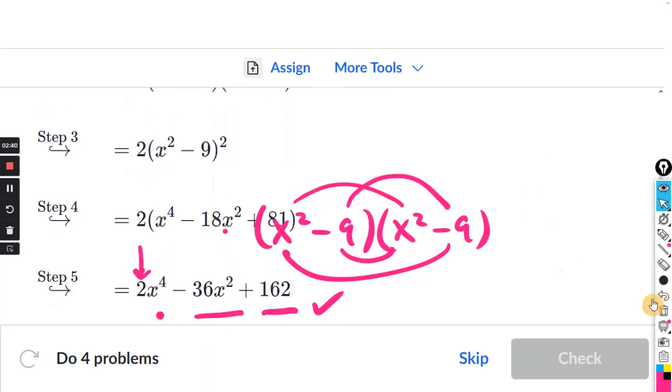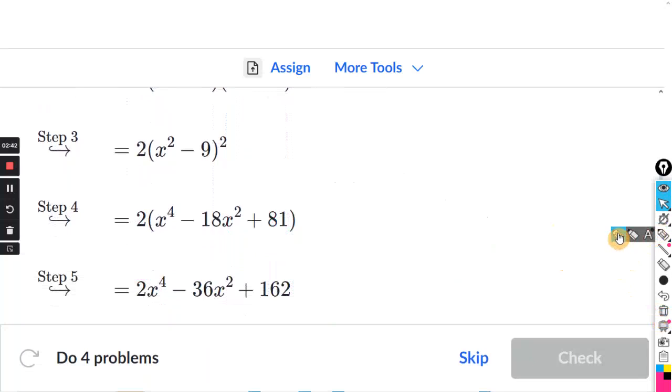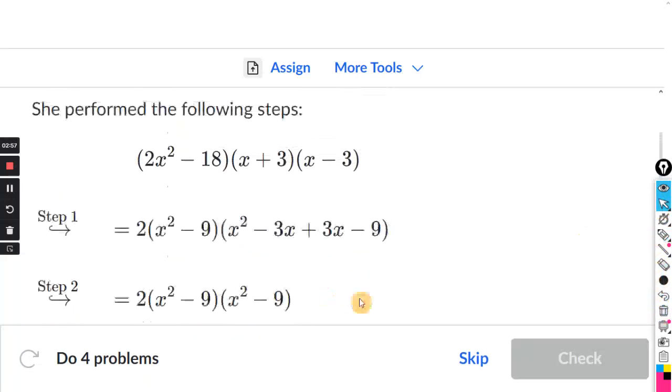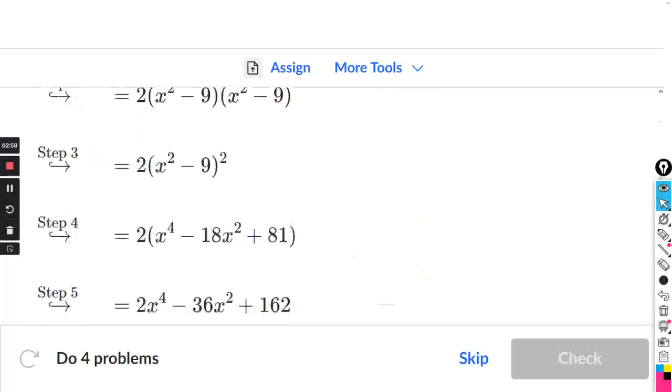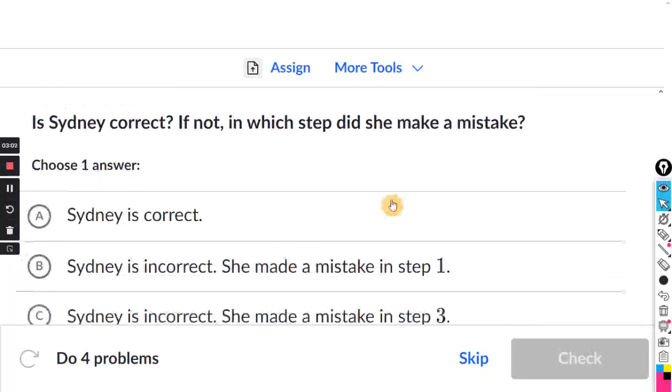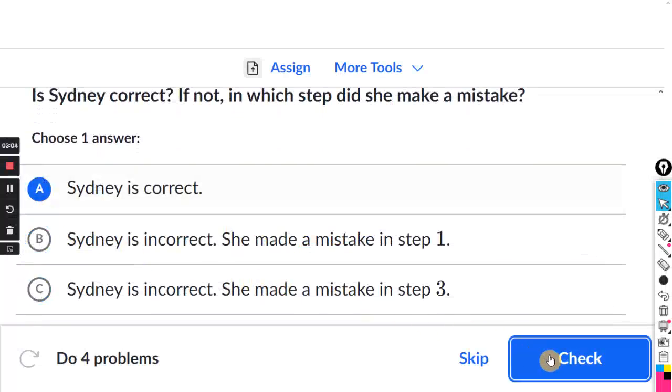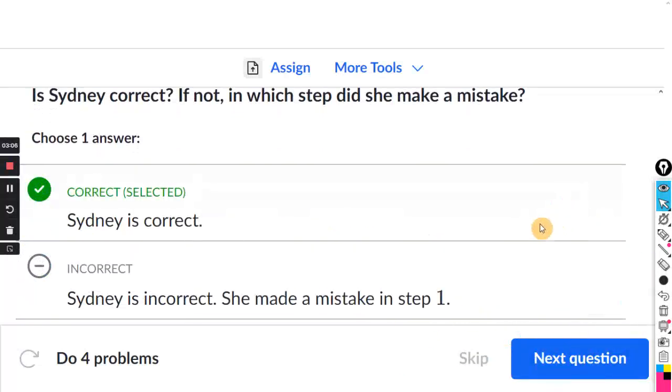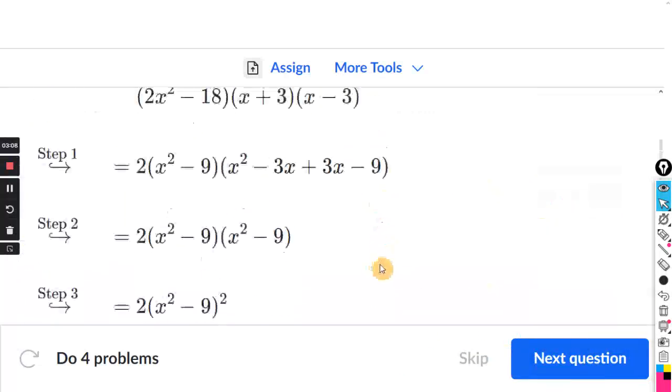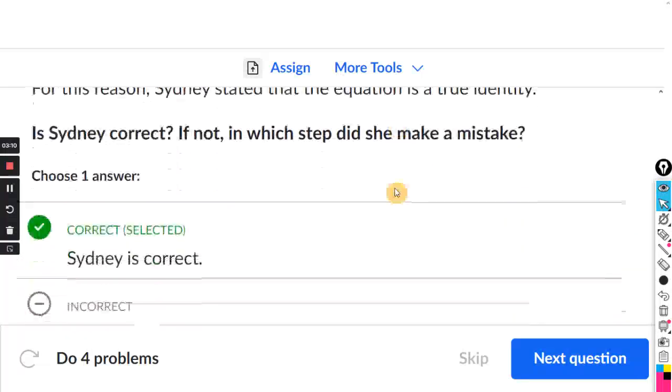Step 5, distribute. 2 times x to the 4th, 2 times negative 18x squared. Got it. 2 times positive 81. Got it. All good. Just make sure it matches the original. Yes, indeed. So, is she correct? Yes. All steps checked out. So you're just checking steps. That's what these are.